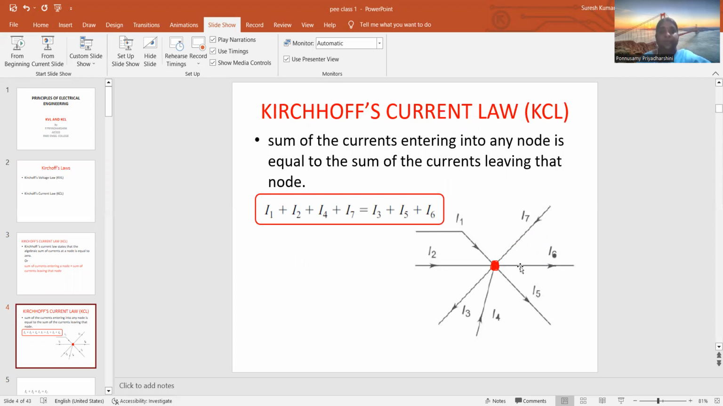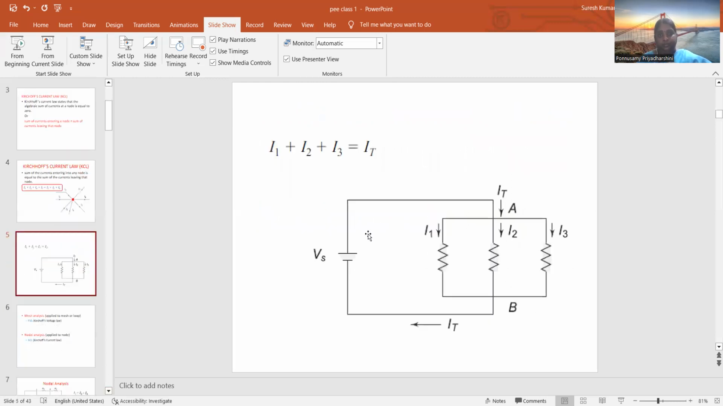According to KCL, the sum of the currents entering the node, which are I1, I2, I4 and I7, so all 4 currents are entering the node, and I3, I5 and I6 are leaving the node. So it can be written that I1 plus I2 plus I4 plus I7 is equal to I3 plus I5 plus I6. The same rule can be applied here also.